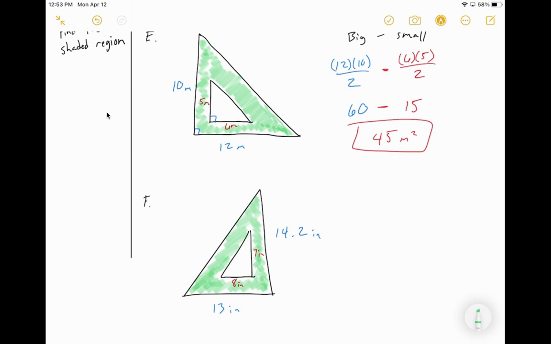Okay, here we go. So the way I see it is I've got a big triangle, which is 13 by 14.2 divided by 2. There's my big triangle. Make sure you divide by 2, okay? If you don't divide by 2, then if you just do 13 times 14, you're going to get a bigger number. Okay, so 13 times 14.2 divided by 2 is 92.3.